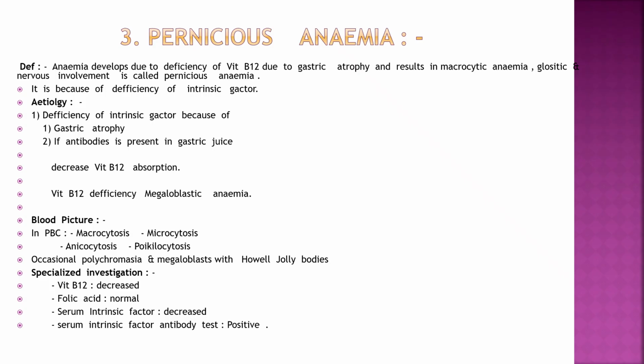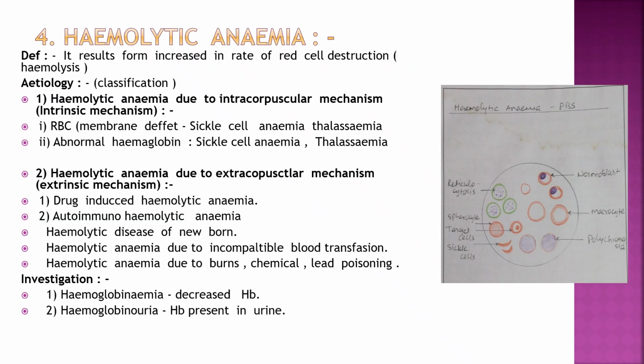So in blood picture it is similar to megaloblastic anemia, that is macrocytosis, anisocytosis, and in serum vitamin B12 is decreased, but folic acid may be normal. And when you do serum intrinsic factor, it is decreased, or serum intrinsic factor antibody test is positive.